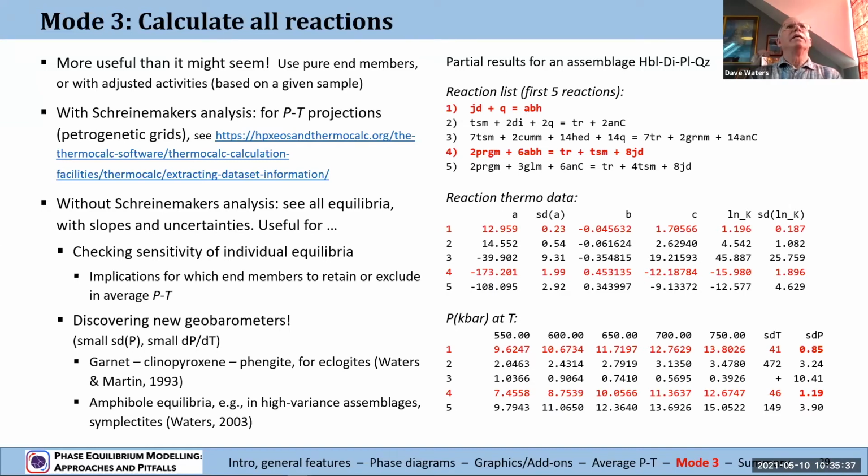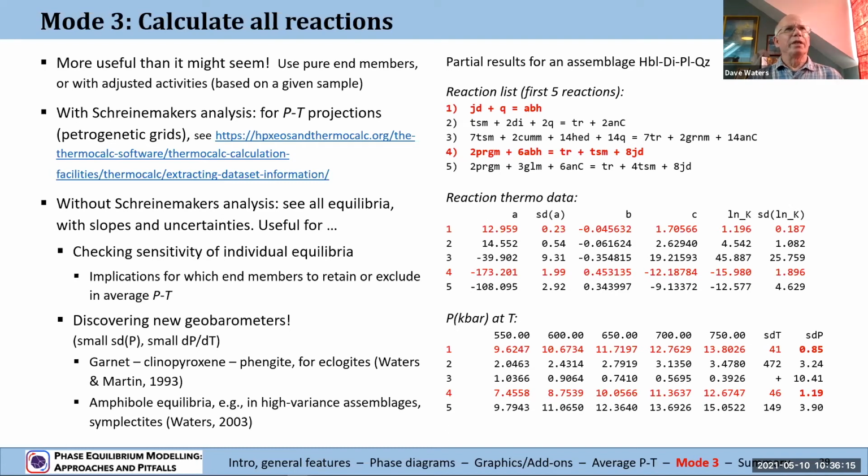Mode 3 is one in which one might calculate all the reactions in the system. So basically here you give THERMOCALC a set of phases and you ask it to calculate all the reactions possible in that system. It can do that at one level. If you ask it to do a Schreinemakers analysis, it will then calculate the bundles and show you how they work in respect to each other.